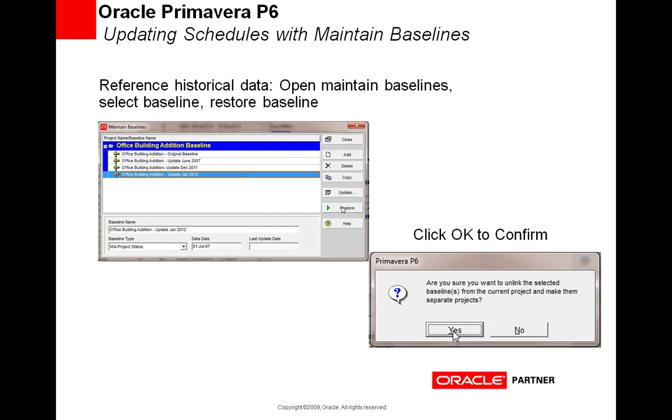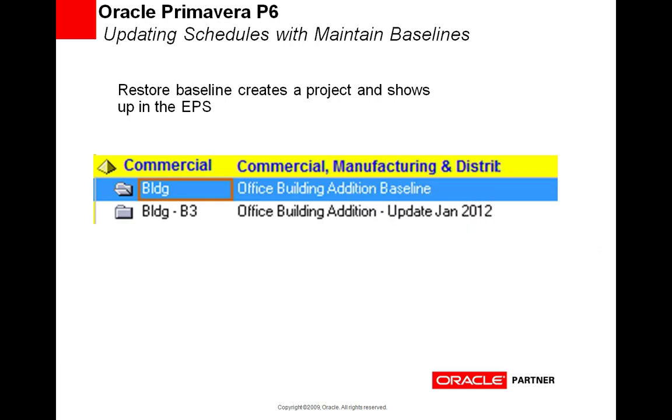You click Yes, and then this baseline is going to be restored and appear in your EPS as a restored project. It's not going to appear in your baseline dialog box anymore. It's going to show up in the EPS just like the screenshot here. And this way you can open it. You can go through that historical information. You can even open this and the other project at the same time and run filters if you wish.